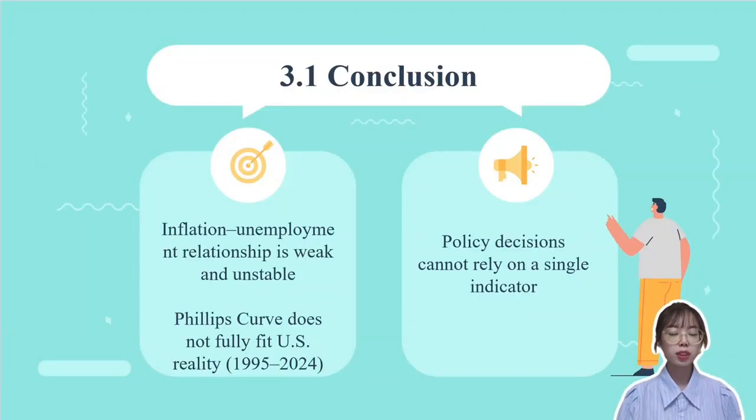To conclude, from 1995 to 2024, the relationship between inflation and unemployment in the United States is weak and unstable. The traditional Phillips curve does not fully fit the U.S. economic reality.